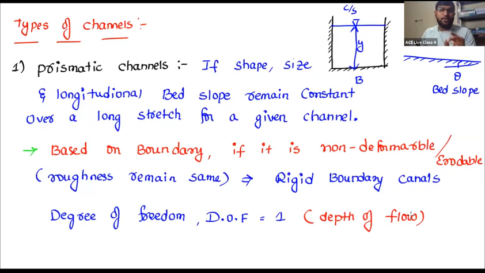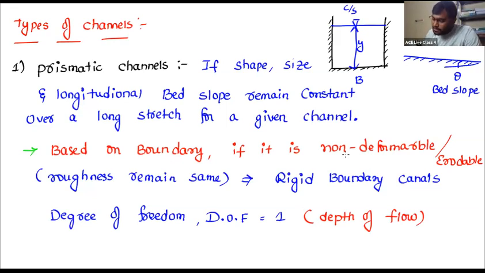With this, I want to conclude one point: throughout open channel flow from now onwards, whatever concepts we are going to discuss, we deal with rigid boundary canals only. Sir, if it is going to be deformable, then what do we say, sir? We call it mobile boundary canals, and that I'll discuss.